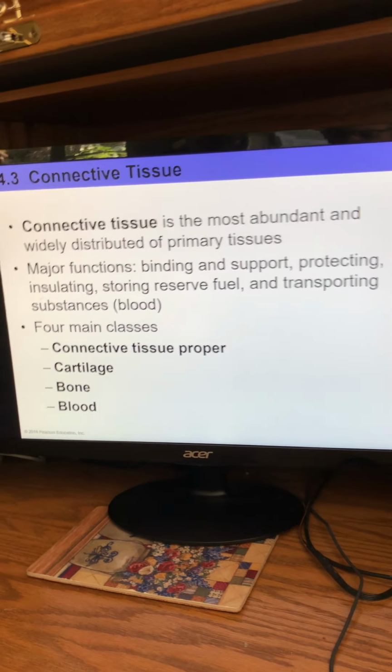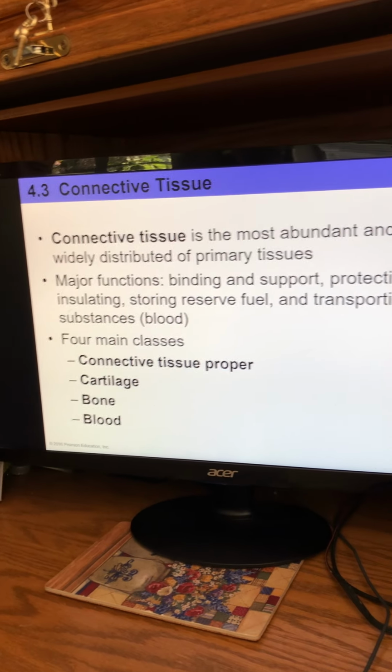Okay, this is going to be histology part 2, and if you remember, just as we had 4 types of tissues, which would have been epithelial, connective, muscle, and nervous tissue, we're going to do this one starting with connective tissue. And there's 4 types of connective tissue. So, connective tissue is the most abundant one distributed throughout the body.